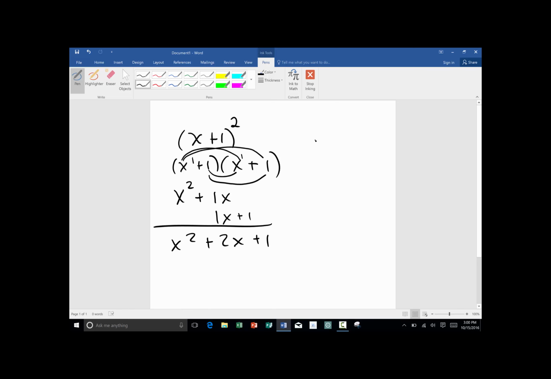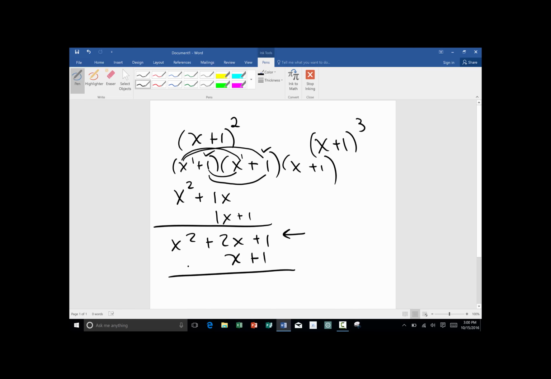You ask about x plus 1 cubed. That means there's 3 of them, so here's the first one, the second one. There would be 3, so you do 2 at a time. This is the answer for x plus 1 times x plus 1. So for x plus 1 cubed, you would be multiplying again.